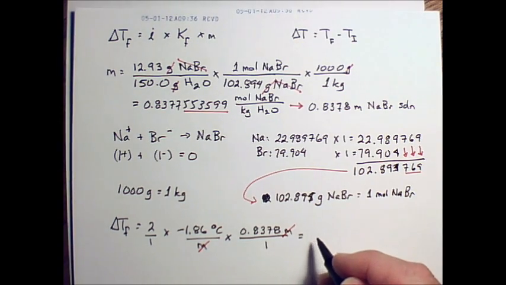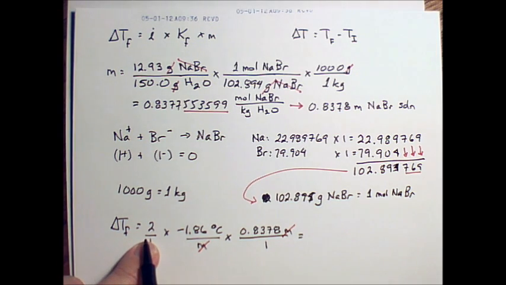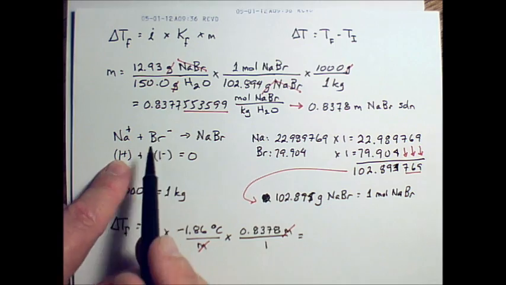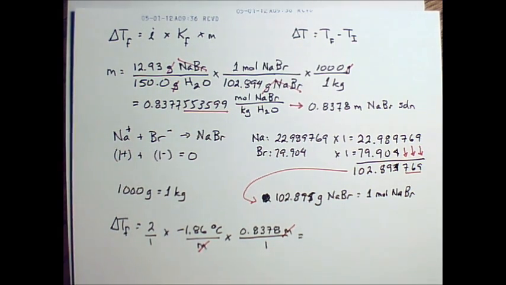How do you get i? i is the number of particles that a formula unit breaks up into when you put it in solution. And since this is a soluble salt, it's going to break up into the 2 particles we used to build it. So it's just how many particles it breaks up into. And only soluble salts break up. Anything else, if it's not a salt, if it's not an ionic compound, it's not going to break up, and so i is 1 in that case. All right, so let's do the math here.